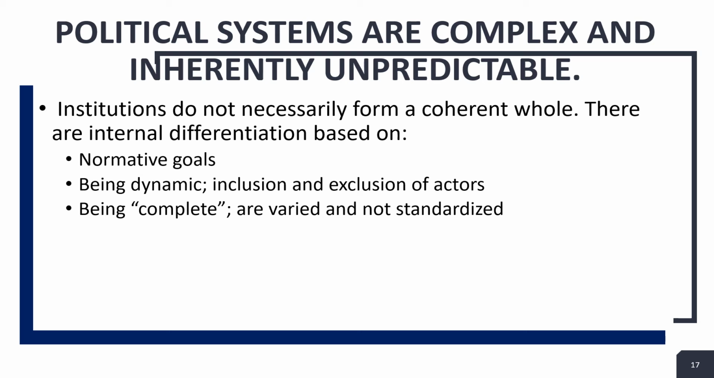So one key assumption again of new institutionalism is that political systems are complex and inherently unpredictable. Why? Even though there are rules and norms inside institutions, these change. In an institution, there could be divisions that have different goals or different preferences on who is involved in decision making.